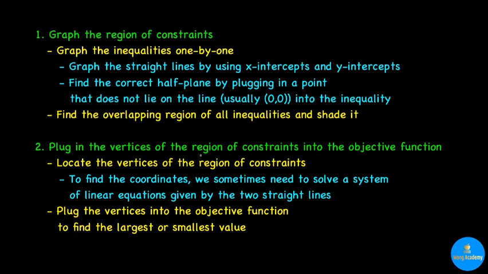When we plug in the vertices of the region of constraints, we first try to find out the coordinates. Sometimes we will need to solve a system of linear equations so that we can find the vertex. After all the vertices are found, we will plug the vertices into the objective function to find the largest or the smallest value.